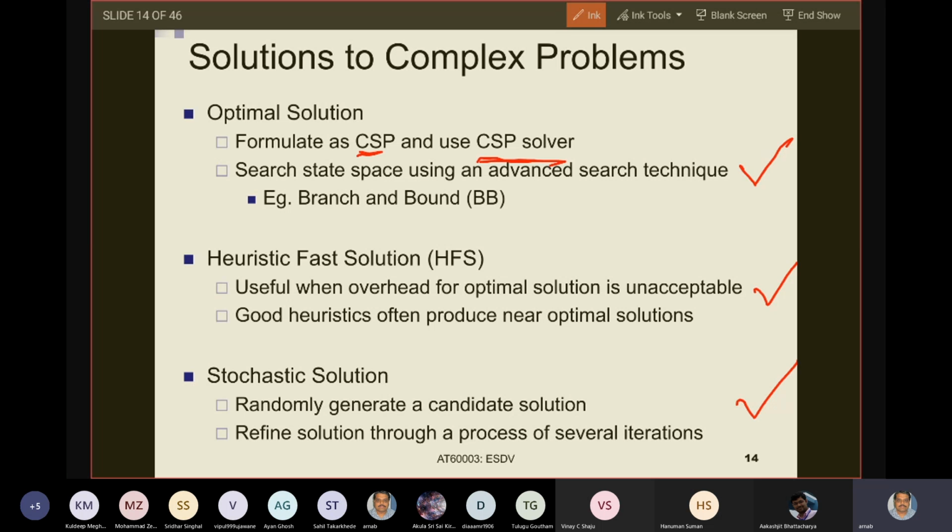Or you design that problem, or you map that problem as a state space search problem. For each such optimization problem, you can generate a corresponding state space. We will see how to generate that, and you can solve it using a search technique. For example, one such search technique is branch and bound, which we will study next.